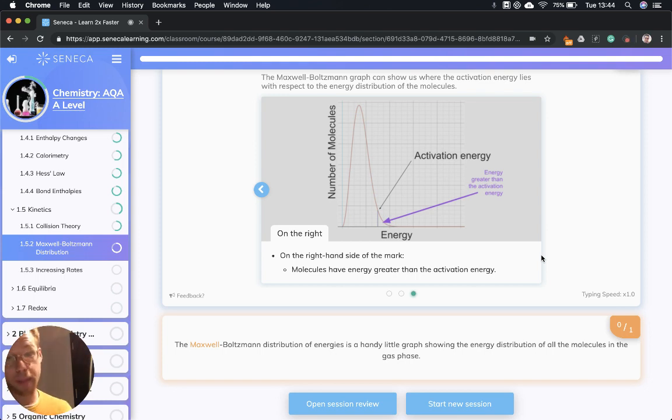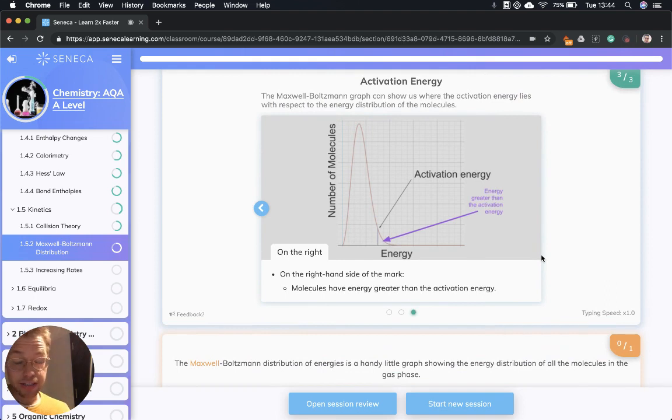And I hope you remember the effect of increasing the temperature on the Maxwell-Boltzmann distribution. Remember, the area under the graph stays the same because we can't change the amount of molecules by increasing the temperature. But the molecules have higher energy, so our peak shifts to the right. But there are fewer molecules with that high energy, so our peak is a little bit lower. If you remember those three things, my work here is done.